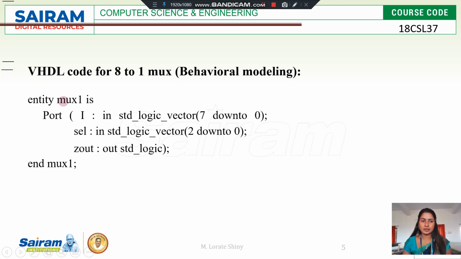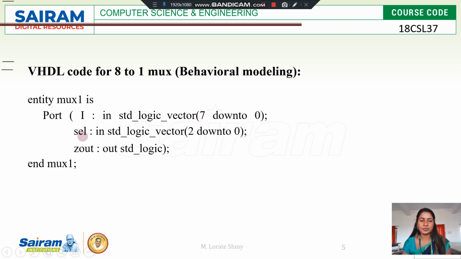First, entity mux is the entity name. Port: inside the port we have to write our inputs and outputs. We have two inputs, data inputs and selection inputs. First, I is the data input. We have I0 to I7, so that should be written using the downto keyword. So 7 downto 0 you have to write. It means I0 to I7 are the data inputs.